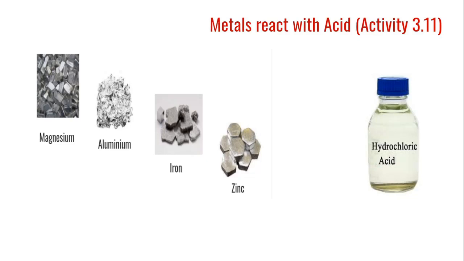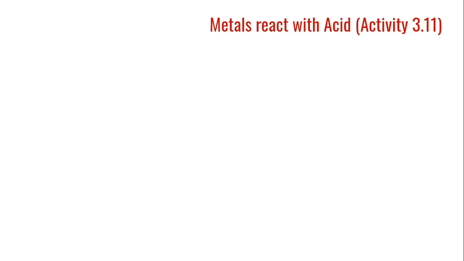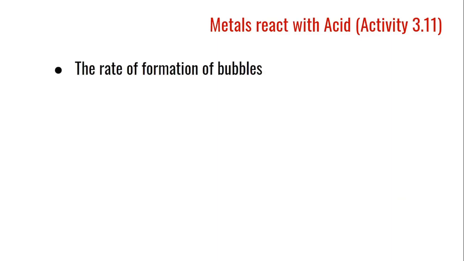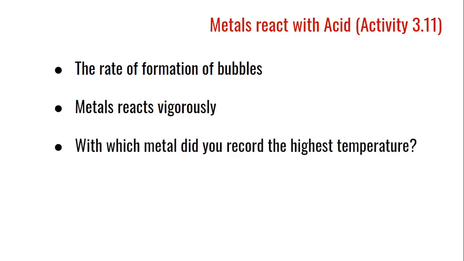Now what we have to observe in this activity, let us see the list of observations. First of all, observe the rate of formation of bubbles carefully. Then we will see which metals reacted vigorously with dilute hydrochloric acid. With which metal did you record the highest temperature? We will also check the temperature by using the thermometer and arrange the metals in the decreasing order of reactivity with dilute acid.